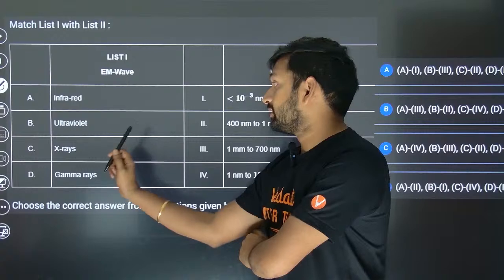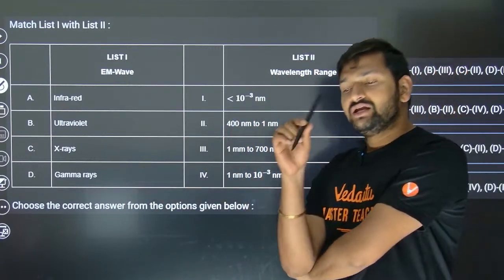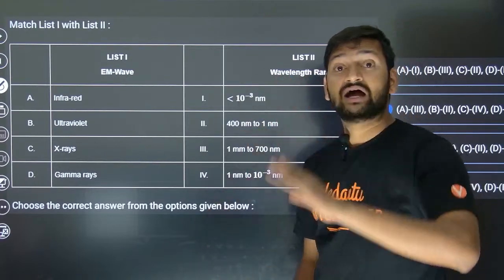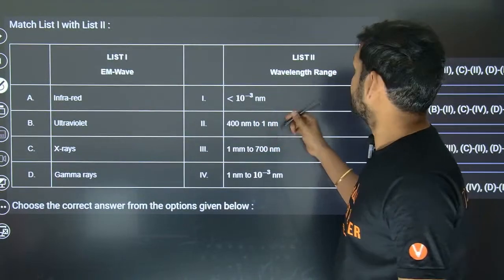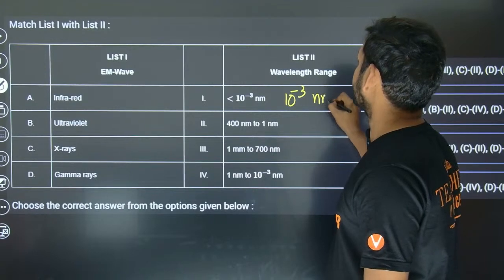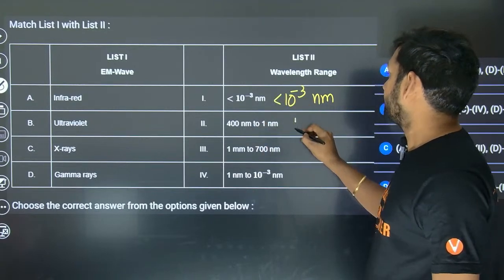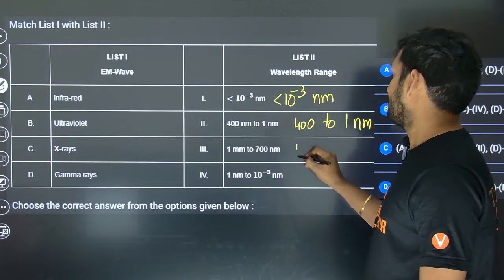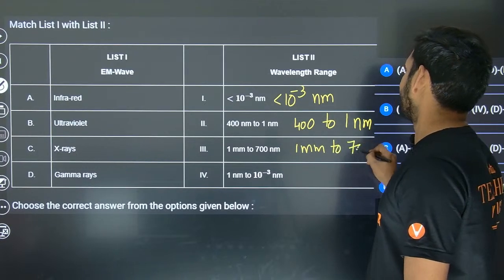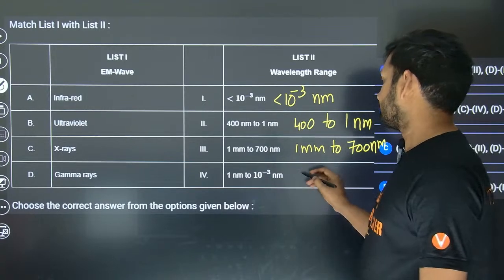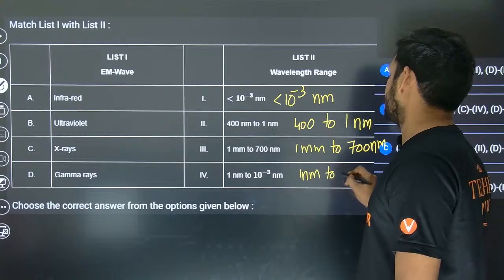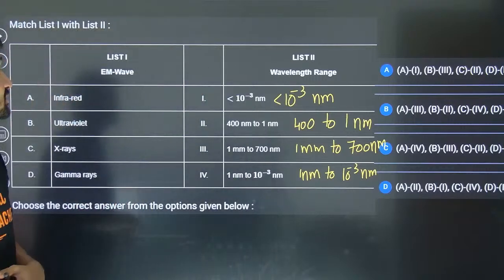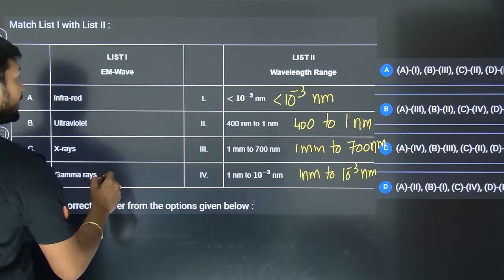Now look. Infrared, ultraviolet, X-rays, gamma rays. I don't know the exact values, so I'll choose. Smallest I'll give to gamma. 10 to the power minus 3 nanometer. This one is what? 400 to 1 nanometer. This one 1 millimeter to 700 nanometer. And then this one 1 nanometer to 10 to the power minus 3 nanometer. Now you use your common sense. Gamma is the most dangerous, so smallest wavelength. So pakka D should be equal to 1.